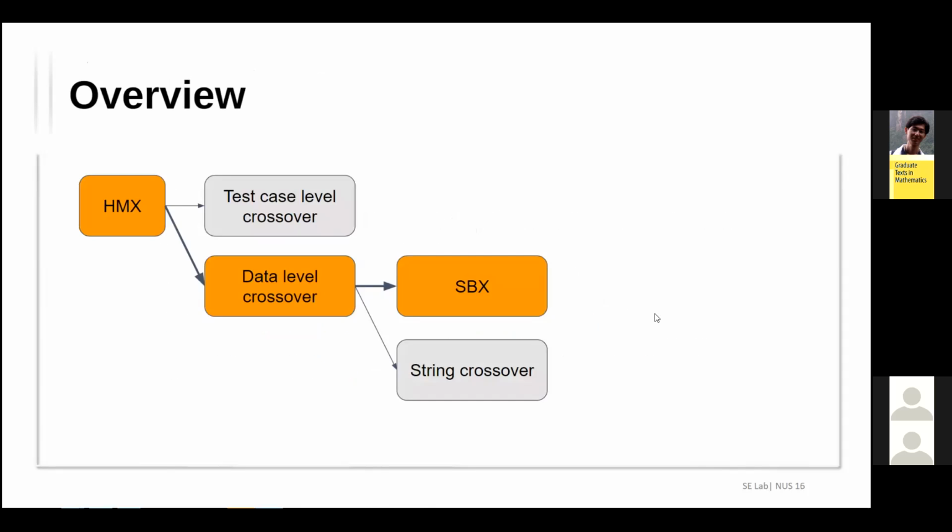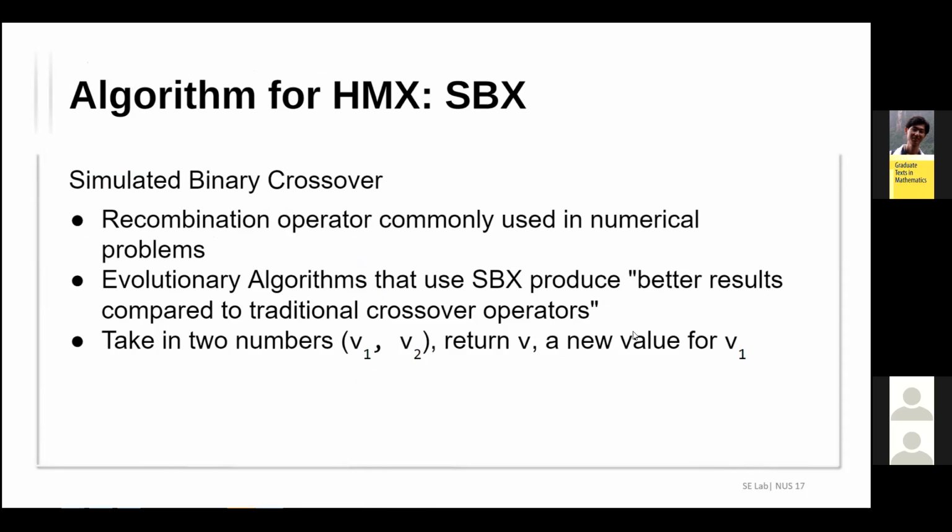So now we talk about these two crossovers. First, the simulated binary crossover. It's a recombination operator that's commonly used in numerical problems. According to the authors and some studies, it produces better results for evolutionary algorithms compared to traditional crossover operators. The long and short of it is we take in two numbers, and we return a new number, which is the new value for the first number.